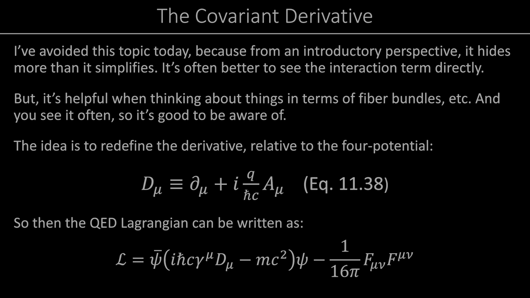You don't have to use it if you don't want to. I like to write out the interaction term, but I can see if you're working with fiber bundles or something where the interaction term is kind of unnecessary to write and you want to think about it in a more elegant way, okay, I get it. I'm not hating on the covariant derivative. I'm just saying it's kind of optional, at least from an introductory perspective.